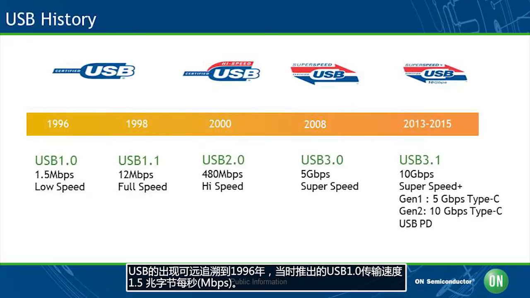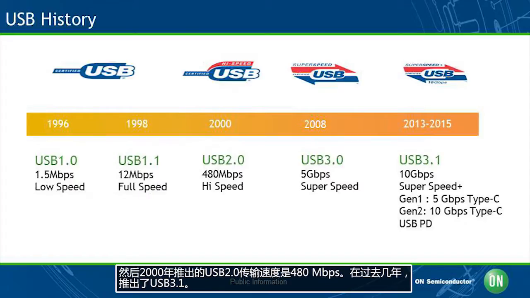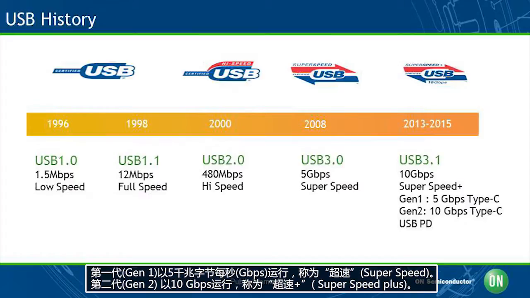Today I'll be discussing USB 3.1 redrivers for tablet and active cable applications. USB comes with a very long history, dating back to 1996 where they introduced USB 1.0 at 1.5 megabit per second. Later in 2000 they introduced USB 2.0 at 480 megabit per second, and the last couple years they've introduced USB 3.1. Gen 1 operating at 5 gigabit per second, known as Super Speed, and Gen 2, which is 10 gigabit per second, known as Super Speed Plus.